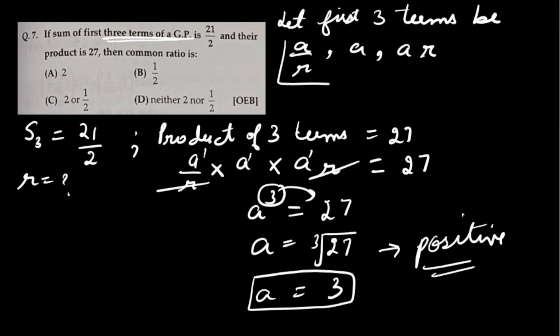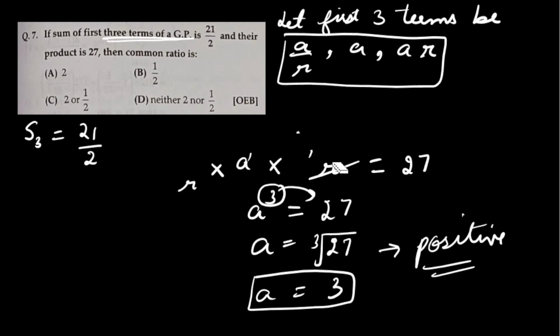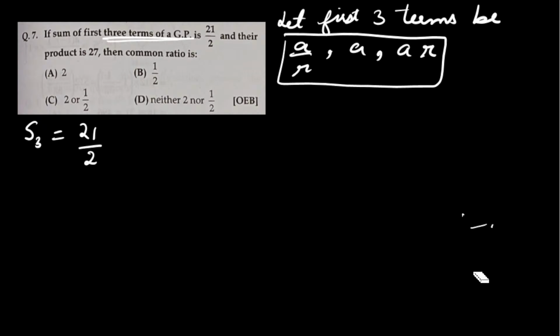The three numbers I assumed were A by R, A and AR. When I applied these numbers to the given product, I found the value of A. Now let's do the sum part. The value of R we have to find. Now we will not apply the formula of Sn. We'll do the same way we did for the product. The sum of three terms I am writing as A by R plus A plus AR, which equals 21 by 2.